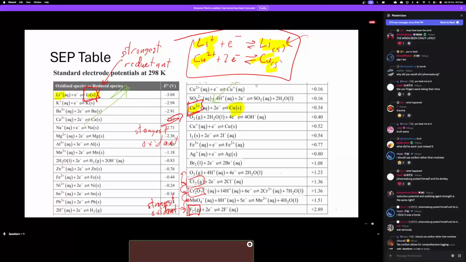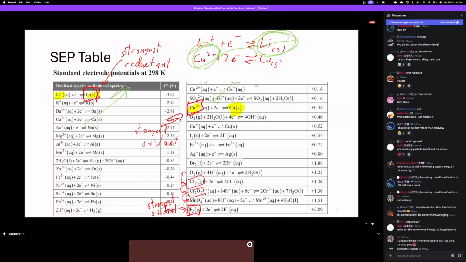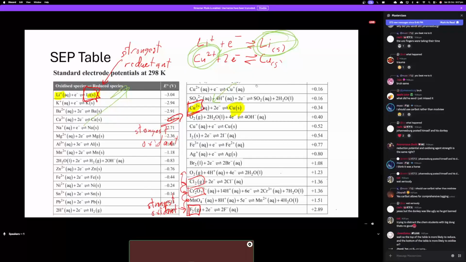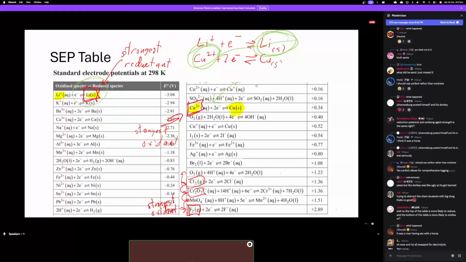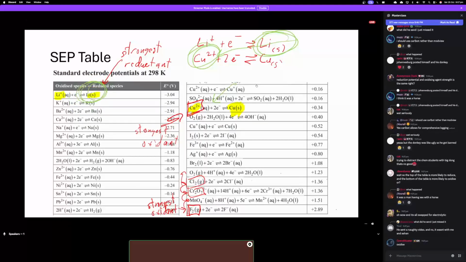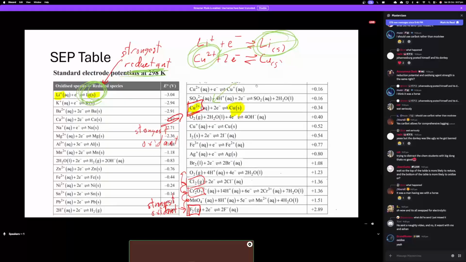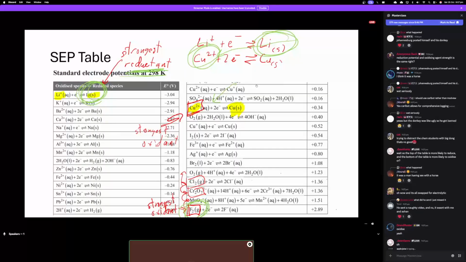So the flow of electrons, if I rub all this out, will go from this to this, right? The top of the table is more likely to reduce the bottom of the table. The top right of the table is more likely to oxidize. Hence, because it's the most likely to oxidize, it's the strongest reductant. This one, F2, is the most likely to undergo reduction, so it is the strongest oxidant.